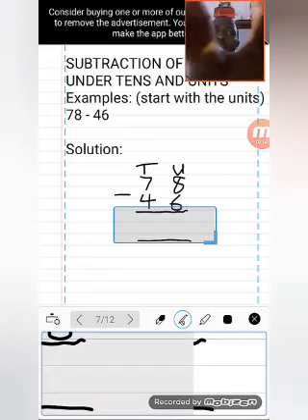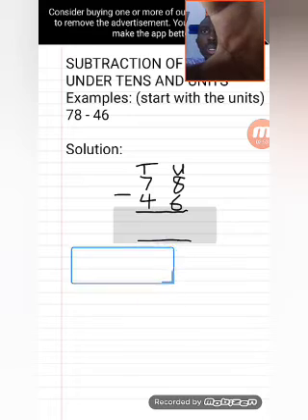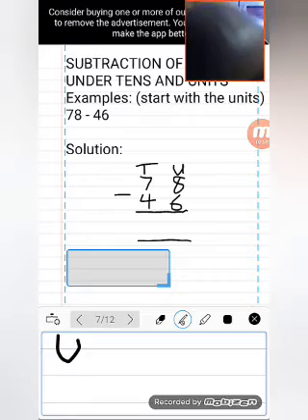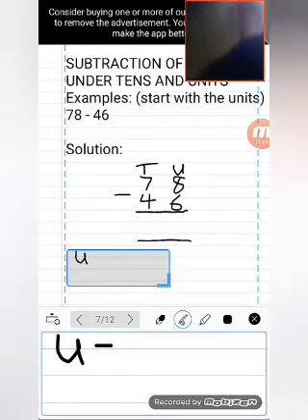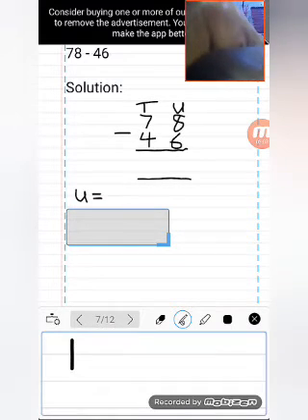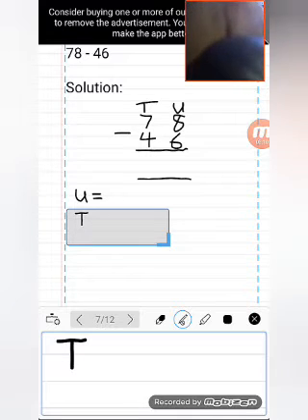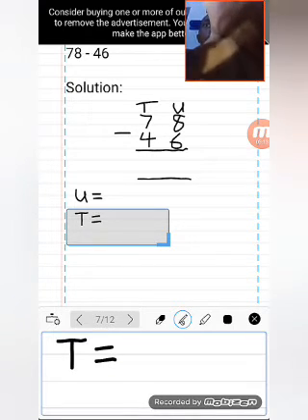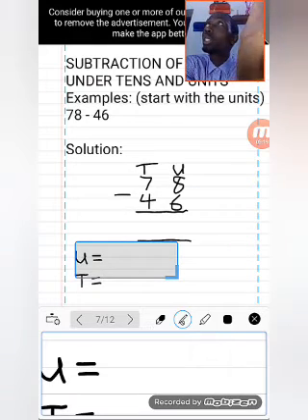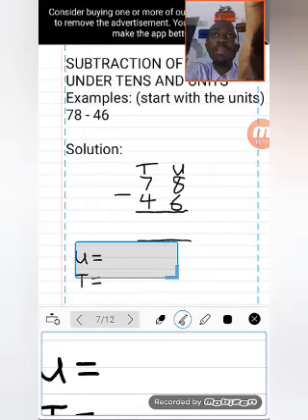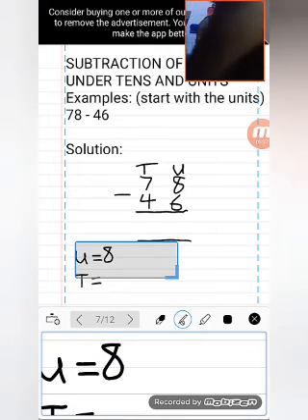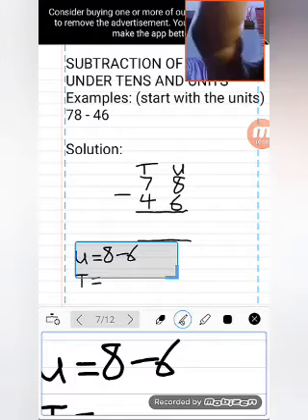Okay, so let's now bring out each calculation under each digit. Now we can write a U for the units, then a T for the tens. For the U, remember the subtraction must start from the unit, that is the U place value. So what do we have in the U place value now? We have 8 minus 6. 8 minus 6. So what does that mean?